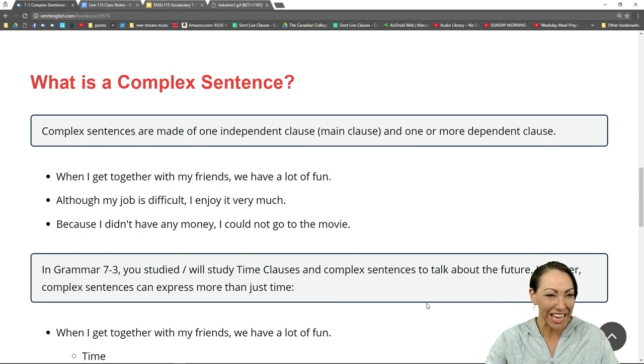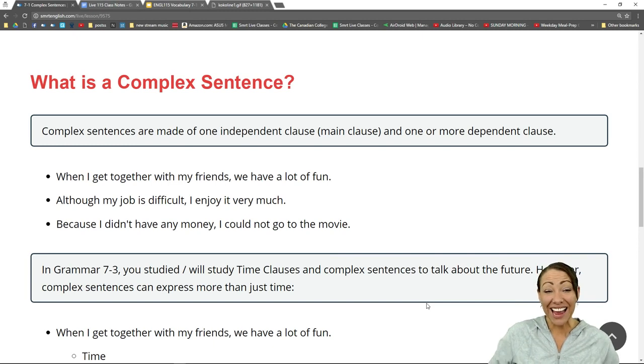All right, our second example. Although my job is difficult, tell me more. Although your job is difficult, what? Although my job is difficult, I enjoy it very much. So, although I have to wake up very early on Tuesday mornings, I love coming and having class with you.